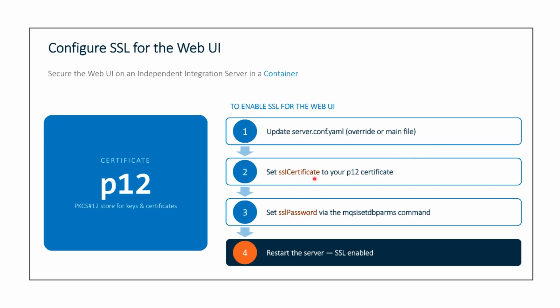SSL certificate. Refer to the P12 certificate created. If it is not created, please create it before updating this file. Then provide the SSL password using this command, mqsisetdbparms. Then restart the server. SSL will be enabled with the new certificate. Now let's see how to do this.